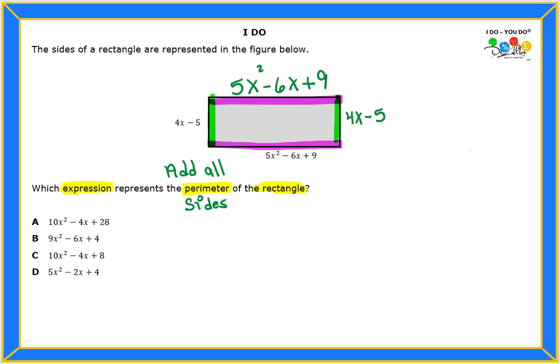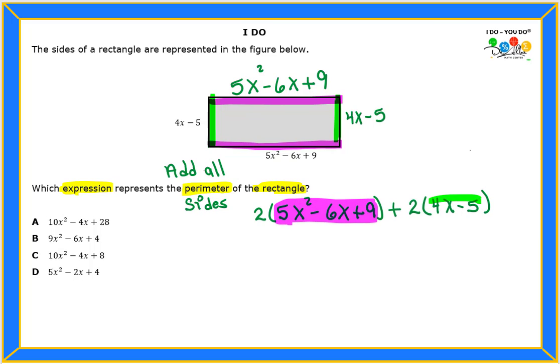So I'm going to start with 2 times, and then the length is represented with this expression. Is that right? And then I'm going to multiply 2 times the width, which is 4x minus 5. You see that? So this over here, it's the length, and I have to multiply by 2 because there's 2 of them. And this inside the parentheses is the width, and I have to multiply by 2 because there's 2 of them.